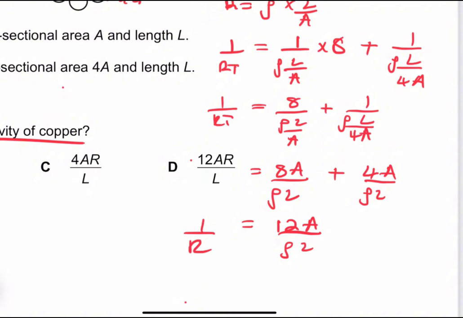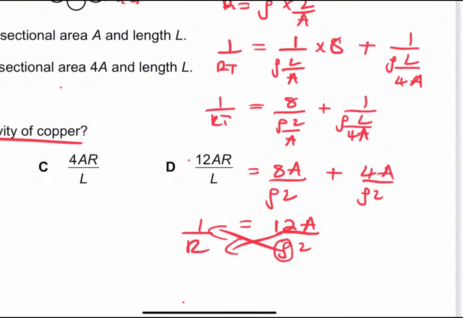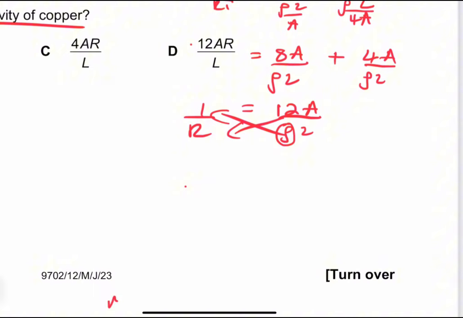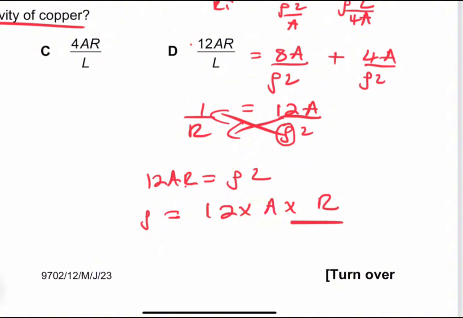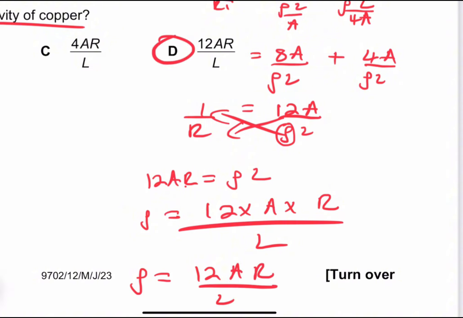But we want to find the resistivity, so we want to find this particular value. So we cross multiply, and we end up with our resistance. So 12AR is actually equivalent to rho L. So our value of rho is actually 12 times A times R divided by our value of L. So resistivity is 12AR divided by L, which is D.